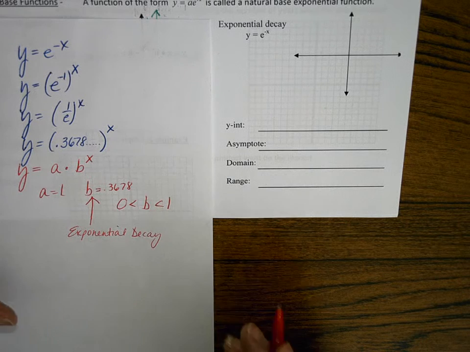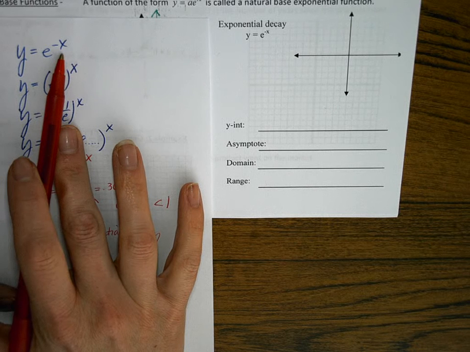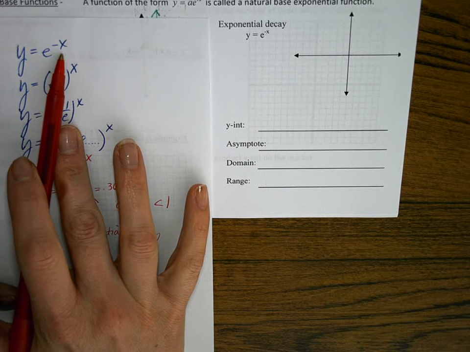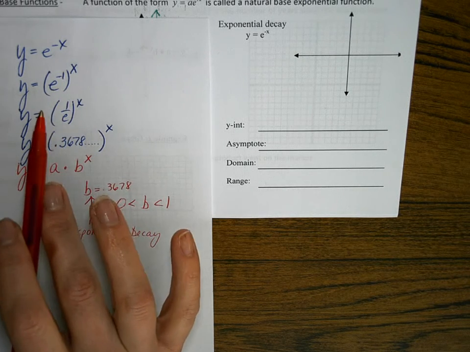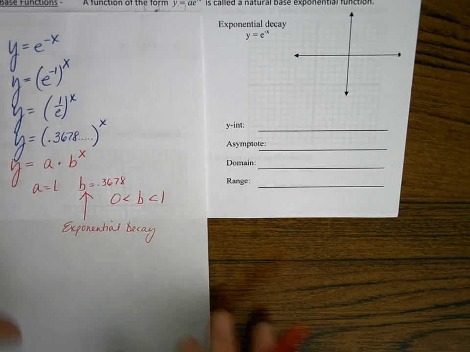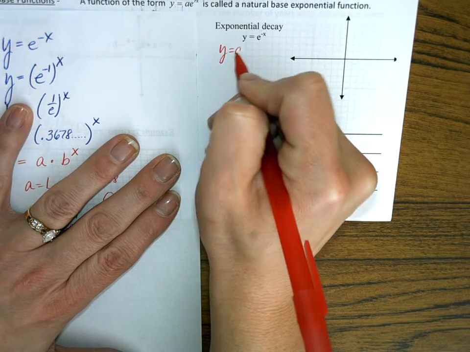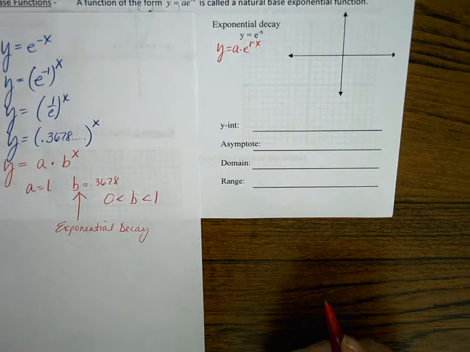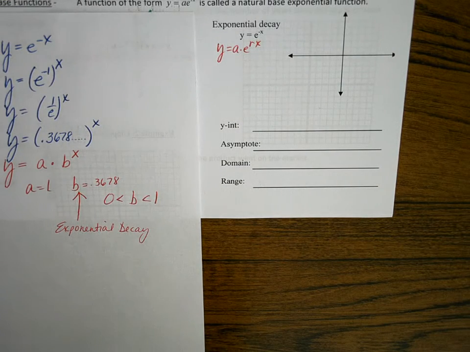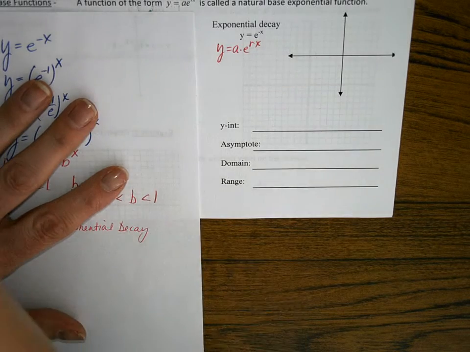So anytime we have e to a negative power, I know my graph is going to be exponential decay because e to a negative power is going to put that between 0 and 1. So if I take a look here with my parent function, y is equal to a times e to the rx. We write it differently than a times b to the x. What number do I have for a, Kennedy? 1. All right, my a value is 1.